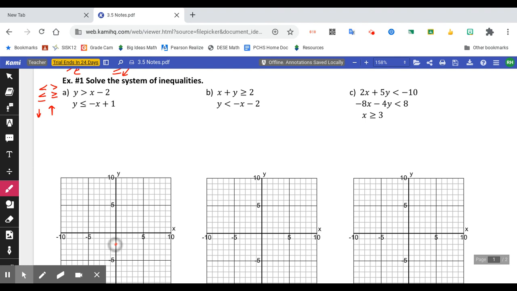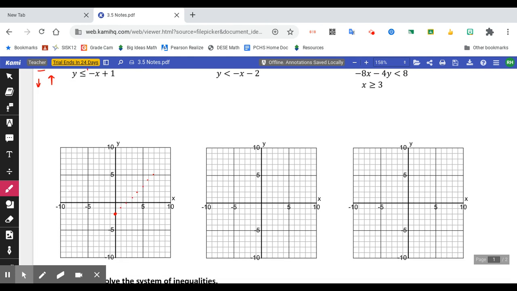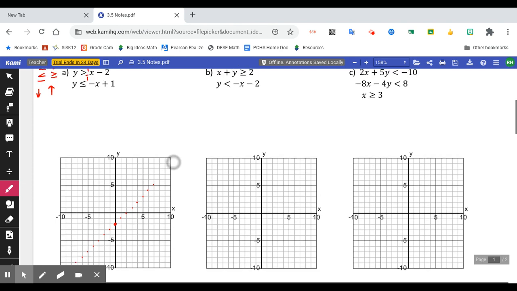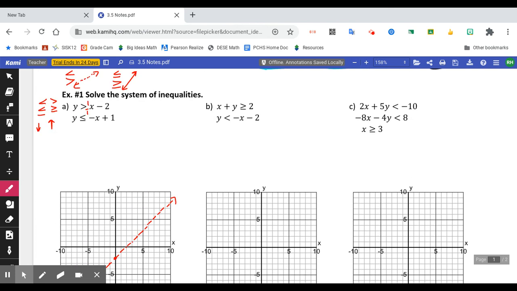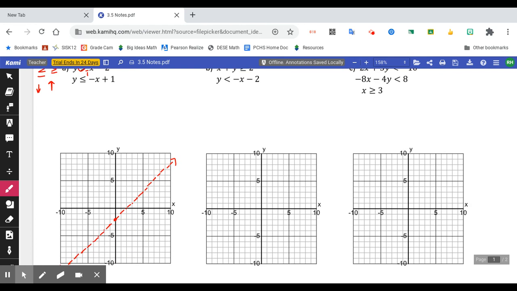First one starts at -2. Slope is 1 over 1. Okay, so I'm going to go up 1, right 1, up 1, right 1, up 1, right 1 for several, down 1, left 1, down through here. I have a greater than symbol, so it is a dashed line. And it says greater than, so everything above here would be shaded. So think of everything on the top, which is through here.